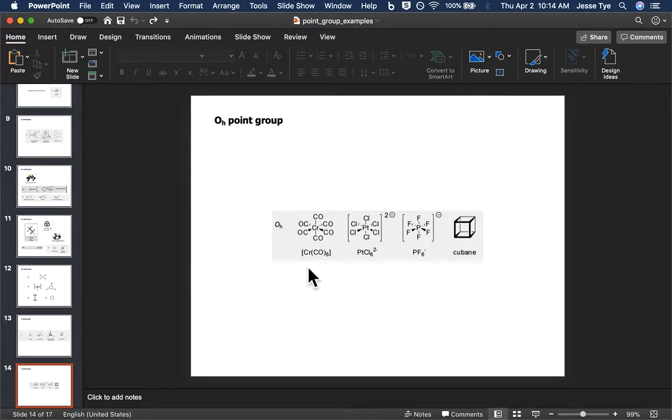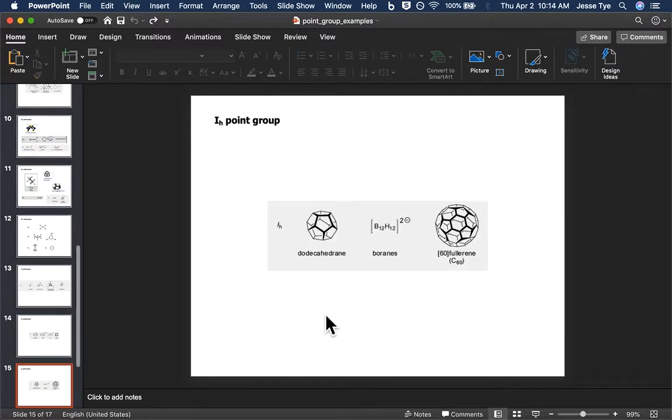Likewise, we've seen this a lot in the class. This is hexacarbonyl chromium(0). It belongs to the octahedral point group, and this has three C4 axes in it. So if you've got a whole bunch of C4 axes, it's going to be octahedral.